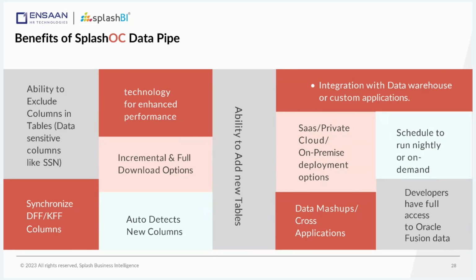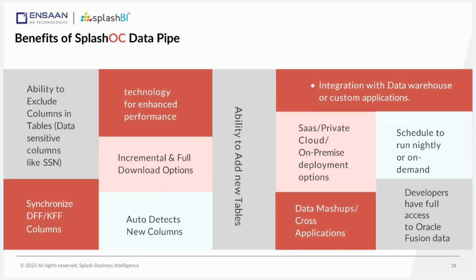So without having to code, you can ensure that via the Splash OC data pipeline, if there have been any incremental changes in the Fusion pod, only those changes get extracted and downloaded into your data warehouse. And mind you, this is a very important aspect, because every time changes are made in any objects or tables, you don't want to download that particular object completely. You only want to download the updates, or the incremental changes, that have been made.